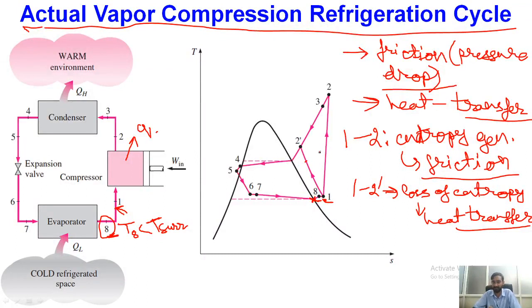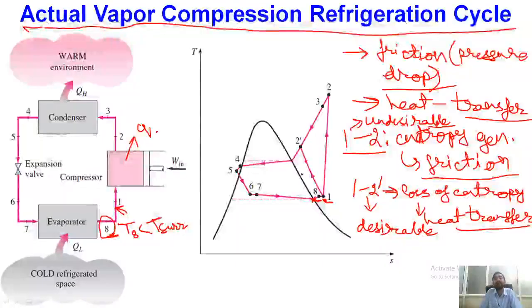cycle will be increasing. So it means this process number 1 to 2, which is happening because of the friction, is nothing but undesirable over here, because it is increasing the entropy, or in turn it is increasing the requirement of work input, whereas this process number 1 to 2 dash is a desirable process over here. Why is it desirable? Because it is improving the COP or performance of the overall cycle.